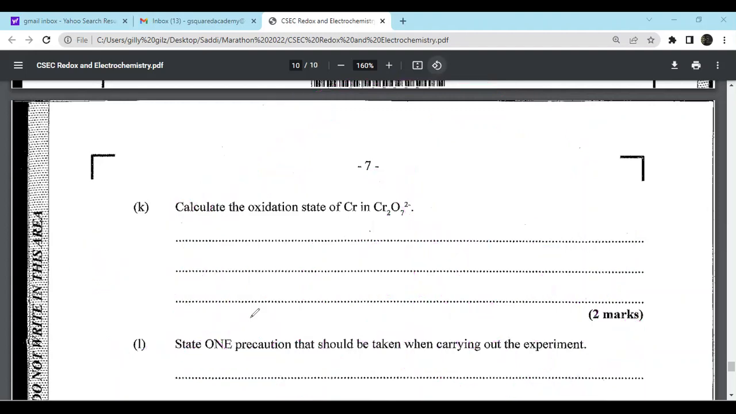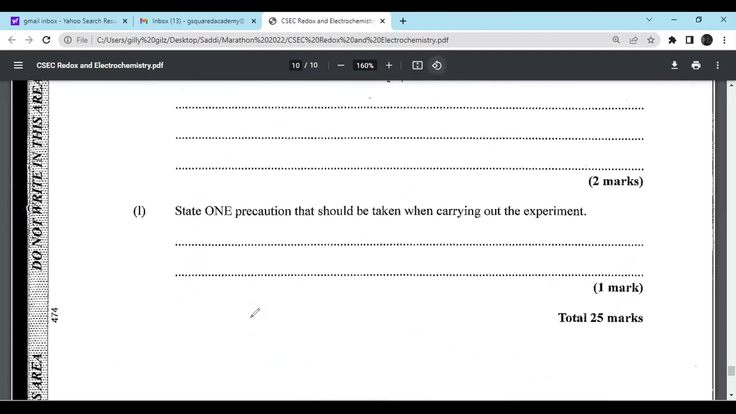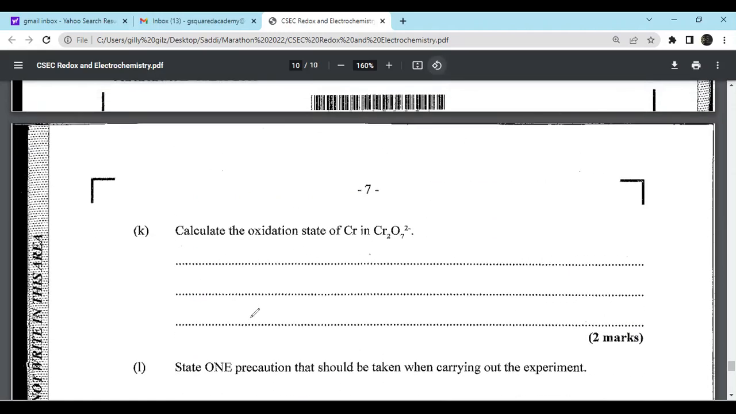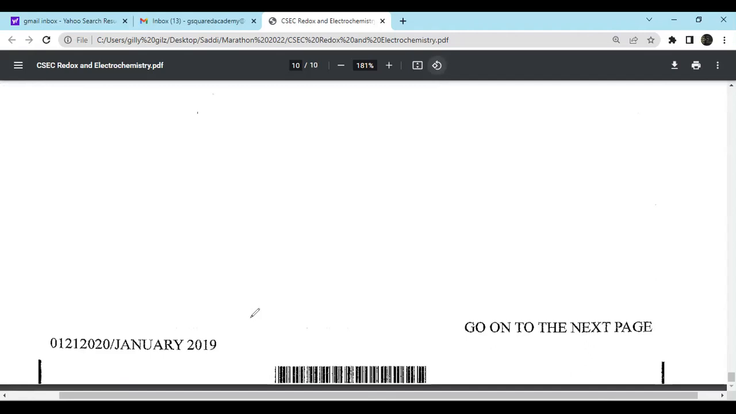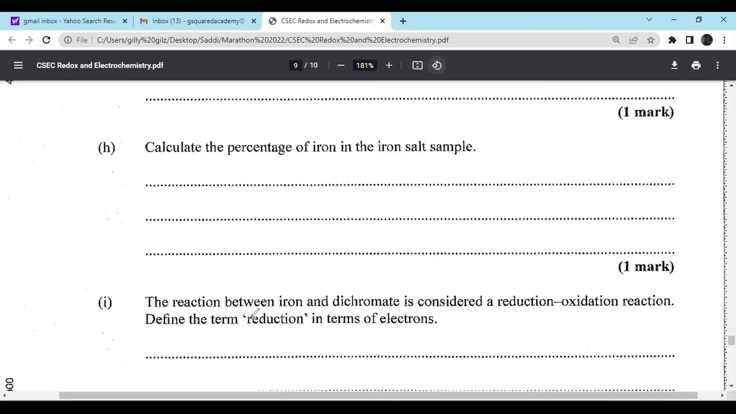All right, so the next question now. State 1 precaution that should be taken when carrying out the experiment. Of course, since you're working with oxidizing agents, you really should wear gloves. You really should wear eye protection and lab coats. Those are straightforward things, and that's that for that.